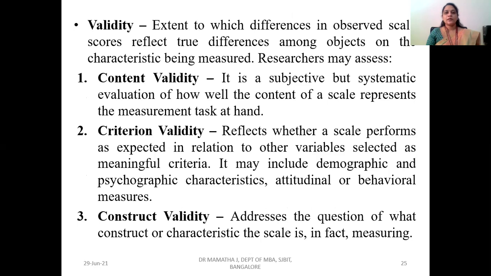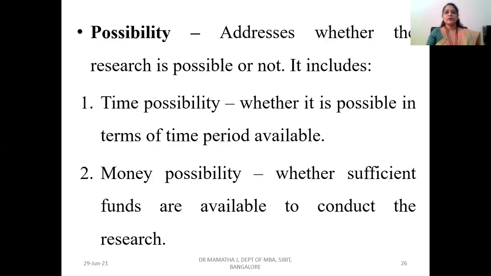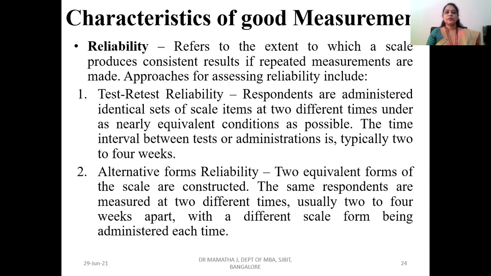And validity. Okay, to what extent the differences observed in scale scores reflect true differences among the objects. You should check for content validity, you should also evaluate criterion validity, and you should also evaluate construct validity. Okay, then practicality. It should address whether the research is possible or not using this particular scaling technique, maybe related to time constraints or related to budget, that is, money. Okay. So these are all the criteria for a good measurement. You should check for reliability, you should check for validity, and you should also check for the practicality of conducting the research study.